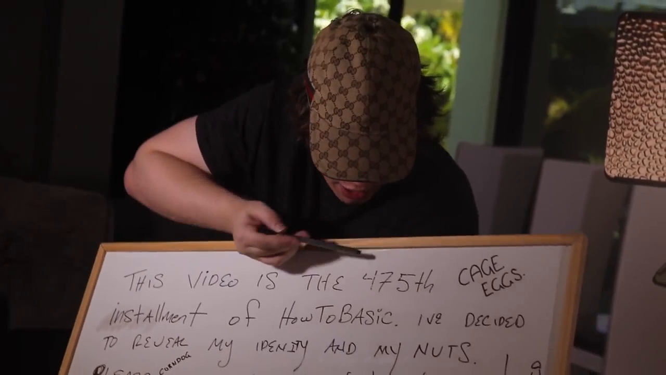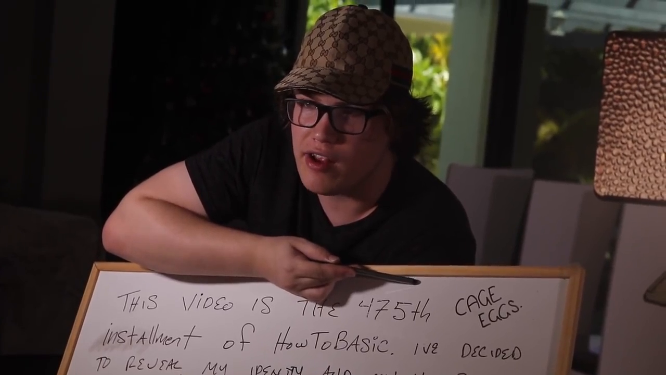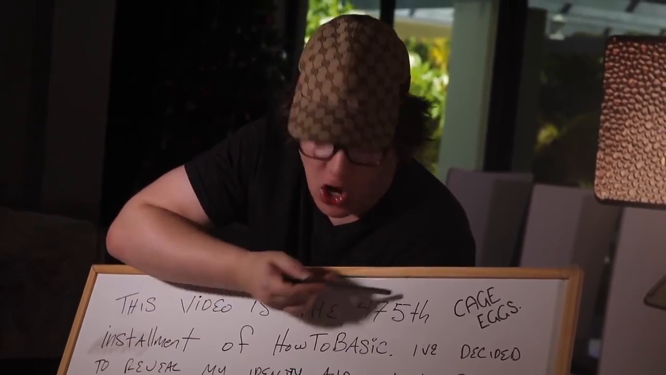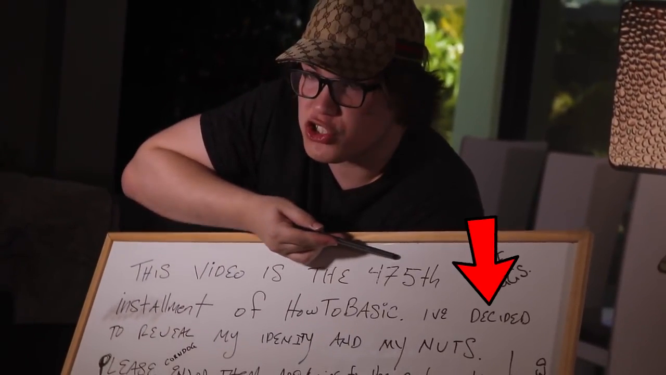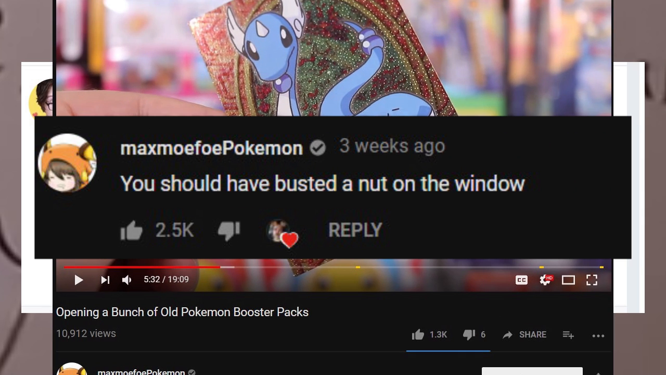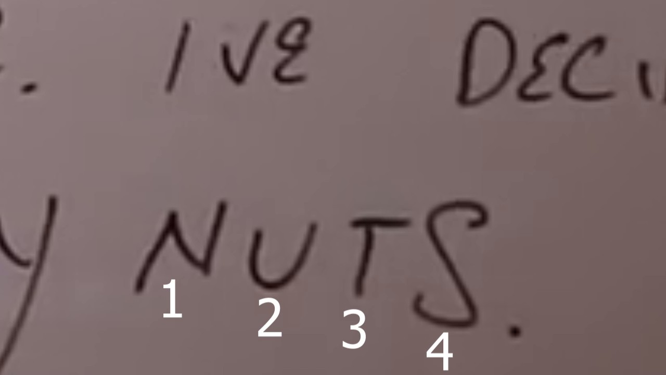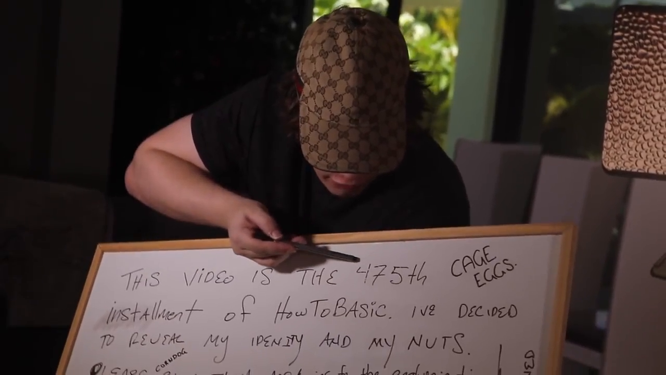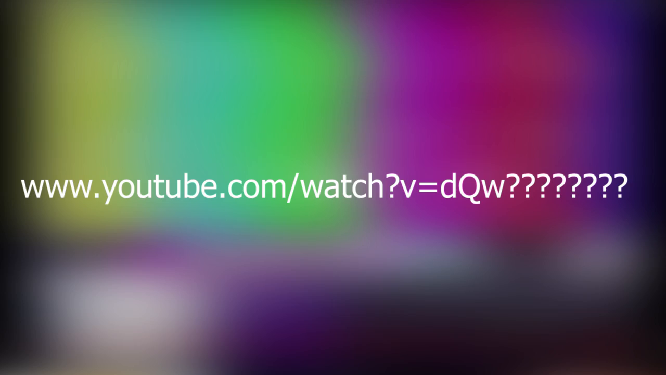Going back to the chart with MaxMofo, we'll find a lot more clues on there as well to help us. For example, the last line we can see on the board is, I've decided to reveal my identity and my nuts. Nuts is a very strange word to place in this video, along with the fact that MaxMofo has been joking about nuts a lot more recently, along with giving a fan the answer of nuts when asking about the face reveal of HowToBasic. With nuts having 4 letters and MaxMofo's overpronunciation of the number 4, Installment 475, we can find 4 as the next character in the URL.